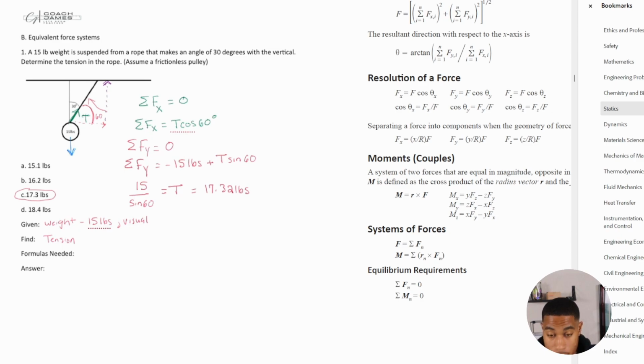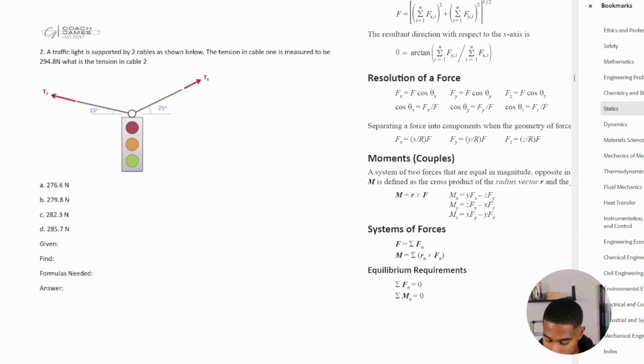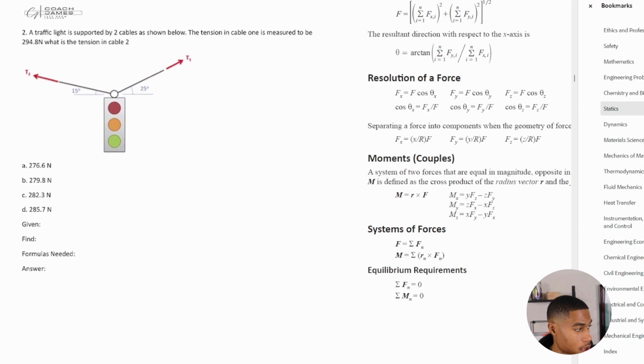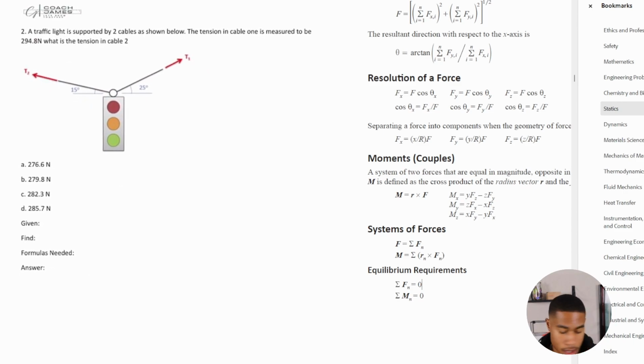All right. So let's look at number 2. All right, so a traffic light supported by 2 cables, right? As shown below. Okay. The tension in cable 1 is measured to be 294.8 newtons. What is the tension in cable 2? Okay.